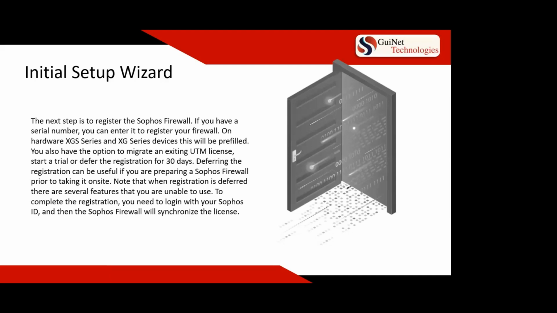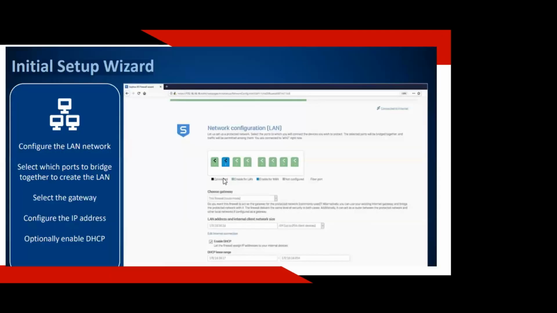To complete this registration, you need to log into your Sophos Firewall ID, and then the Sophos Firewall will synchronize the license there. If it doesn't synchronize, there is a button. If you click on it, it will sync the license from the cloud. Last time we created a Sophos ID as well. You will get all the details for your license on the Sophos ID account. So let's begin with the next step.